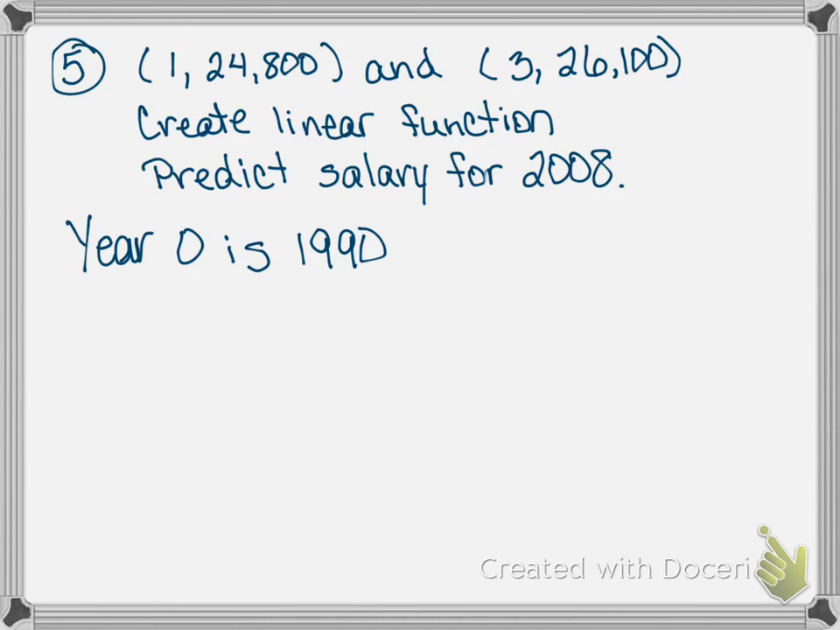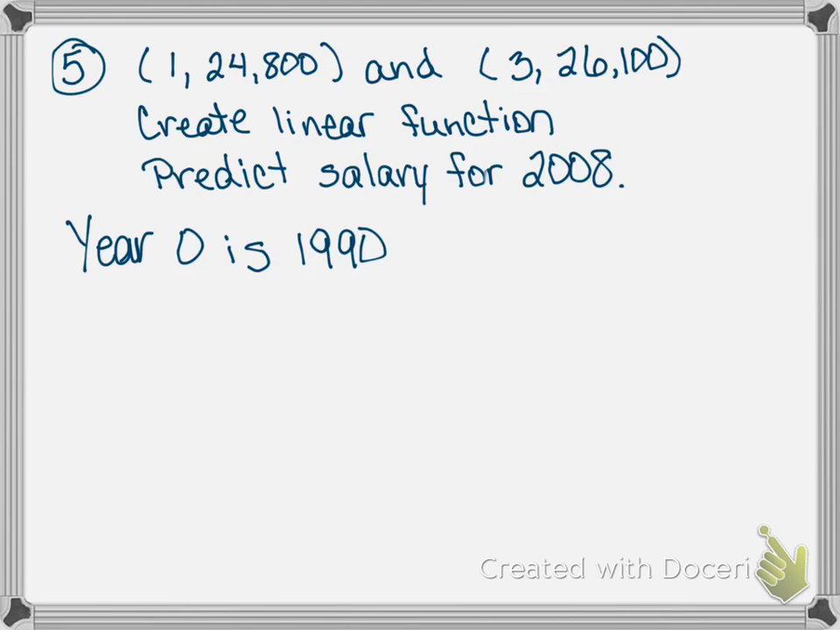Their starting salary in year 0 was actually $23,500. That was their starting salary. But a year later, they were making $24,800. 3 years later, the starting salary was $26,100. Okay? Now, this tells us to use these 2 points. It says, model the data with a linear function using the points 1, 24,800, and 3, 26,100.